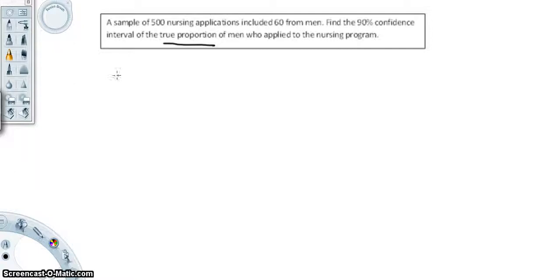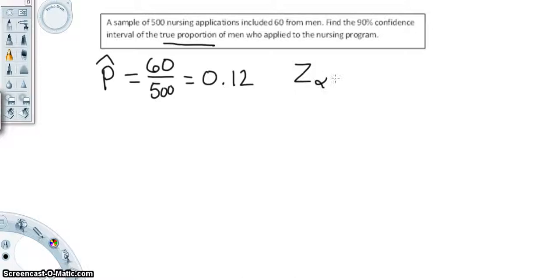The first thing we have to look at is, what is p hat going to be equal to? Well, p hat's going to equal our 60 over 500, which comes out to be 0.12. We also need to know our z-score, z sub alpha over 2, and we're looking at a 90% confidence interval, so we know it's going to be 1.65. You could also look this up or use your calculator to calculate it.